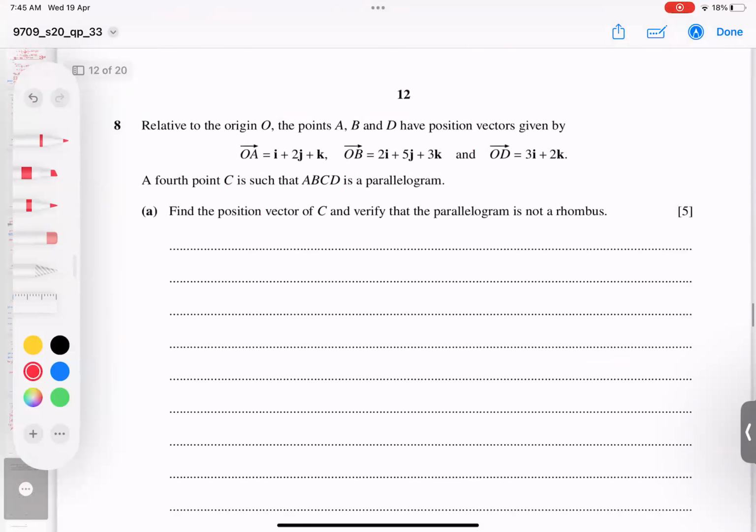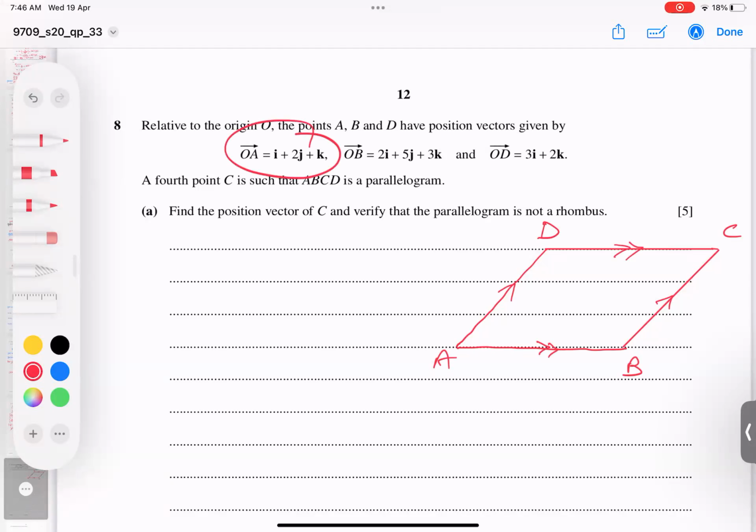Number 8 question, we have vectors. The fourth point is such that ABCD is a parallelogram. Okay, and I show you a parallelogram. And this is a parallelogram. So, a parallelogram, he said A, B, C, and D. And the parallelogram definition means two sides are parallel to each other, and this is parallel to the other.